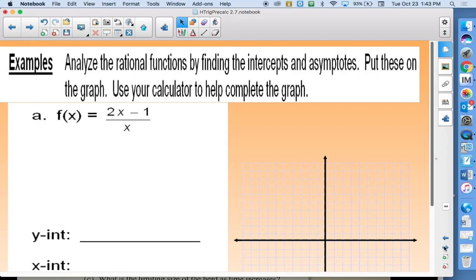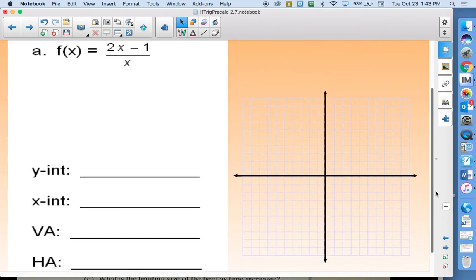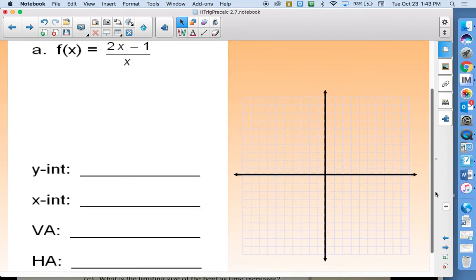So, looking at letter A, we have (2x minus 1) over x. I'm going to find those four pieces of information and use them to help us get a graph. I need to see a little bit of work, even if it's just showing me that you plugged 0 in for x, or 0 in for y. I just need to know where your numbers are coming from, instead of relying totally on the calculator. So for the y-intercept, we find y by plugging 0 in for x.